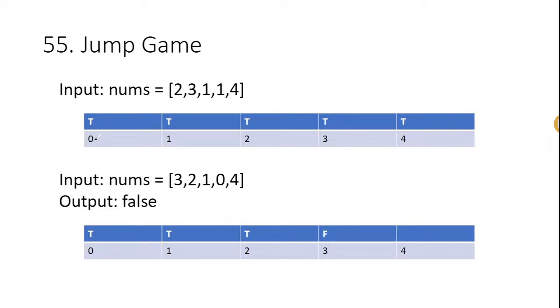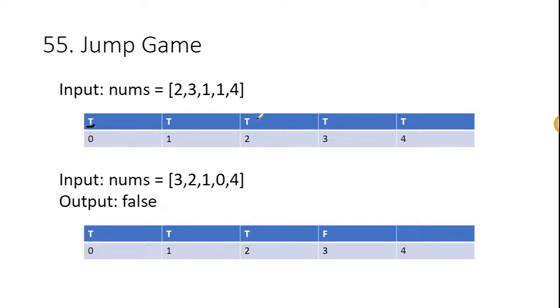So first of all, we can stand at the first position, index 0. At index 0, it is always true because we can stand there. And here we have the first number, 2. It means from index 0, we can jump 2 steps. So from here, we can jump 1 and 2. That is always true. But what if we cannot jump? We need to find a condition.